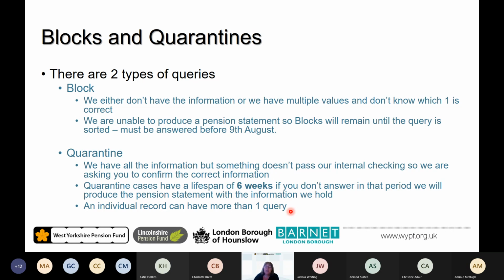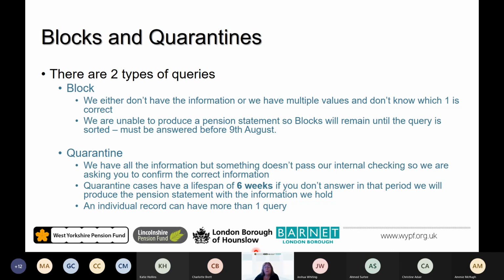So the quarantine is the other queries that you may get. And the information that we've got, for some reason or other, something doesn't quite match up with our internal checking, or there's a query on it. As I said earlier, the quarantines have a lifespan of 6 weeks. So if you don't answer in that 6-week period, the information that goes to the member is going to be wrong. The information that's going to the actuaries will be wrong. So please get these done as soon as you can.